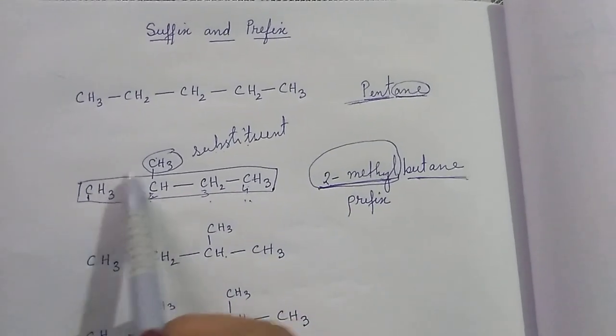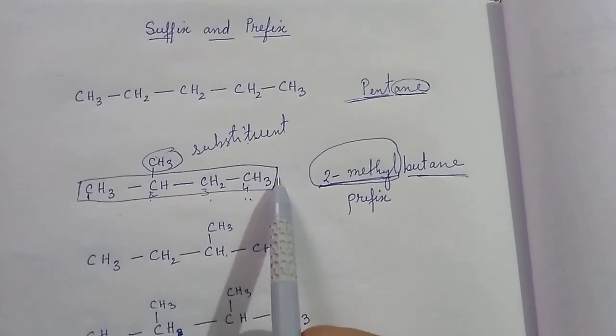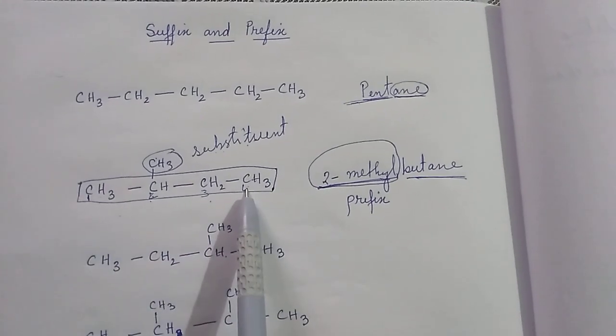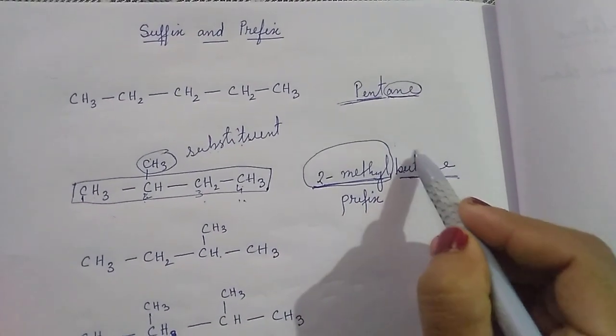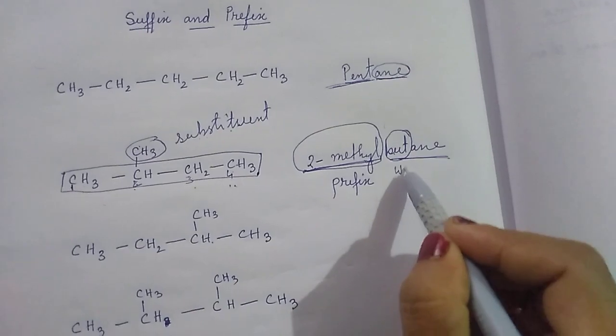Then this part is done. We are left with this part now. So how many carbons in the chain? 4. It is called but. Okay, this part is your but. So this is your word root.